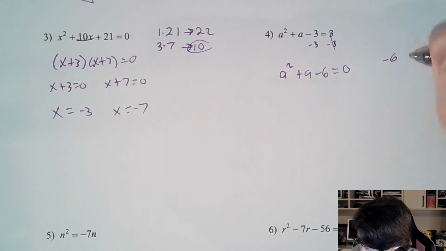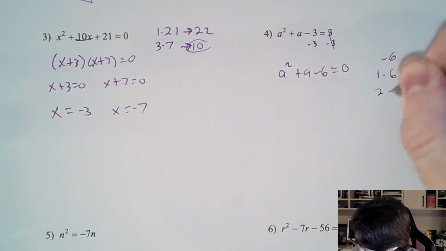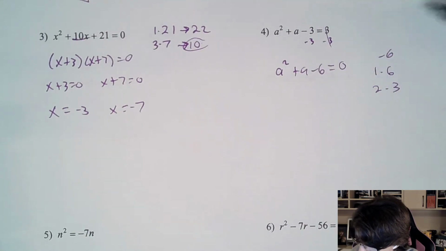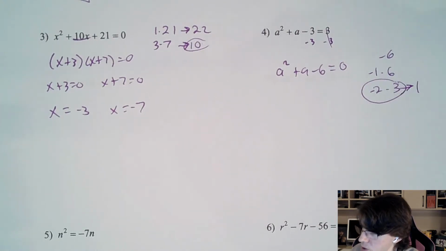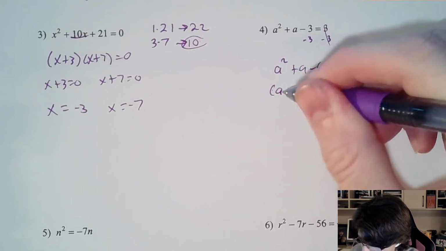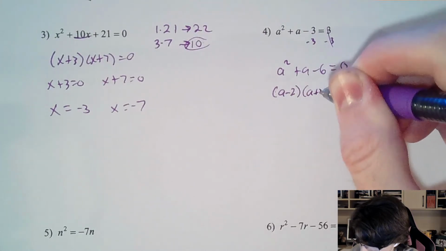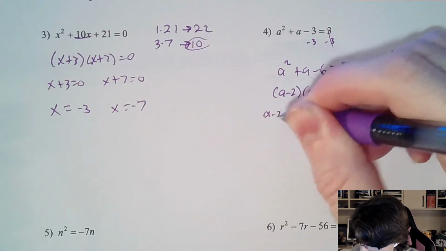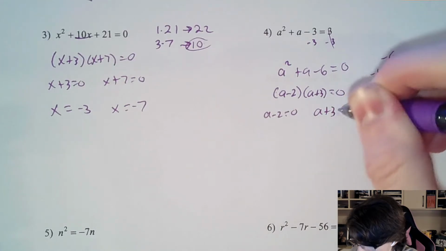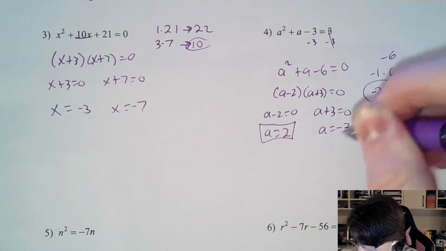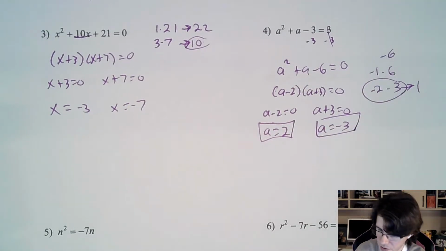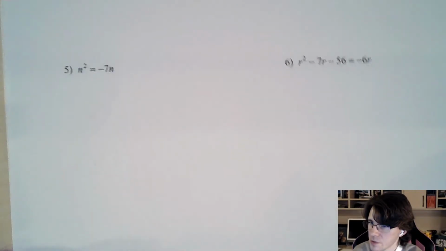So we have our negative 6, which means we have 1 times 6 and 2 times 3. Adds up to a positive though, so that means the bigger number is positive, the smaller number is negative. So this is the one that ends up working because it adds to 1. So it's going to be a minus 2 multiplied by a plus 3 equals 0. A minus 2 equals 0. A plus 3 equals 0. A is equal to 2. Beautiful. A is equal to negative 3. Wonderful. Let's continue moving.